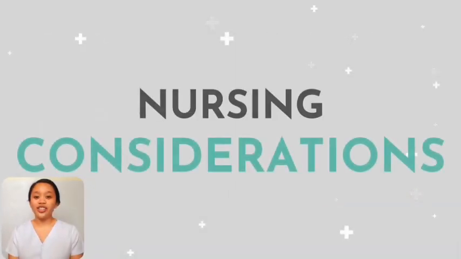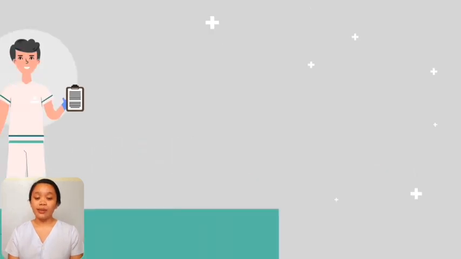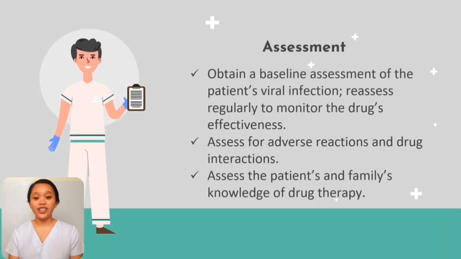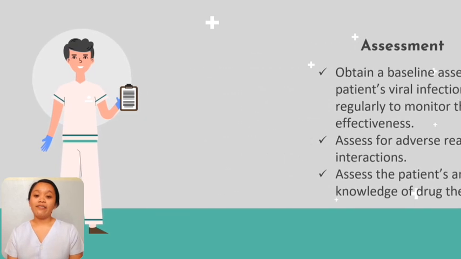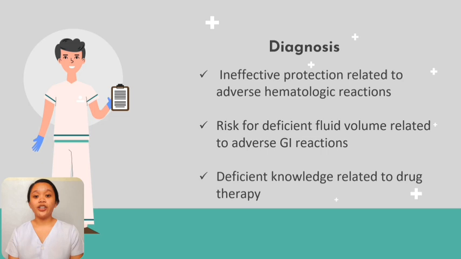Next are the important nursing considerations when administering antiviral agents for herpes and CMV. For the nursing assessment, it is quite similar to the previous nursing consideration of anti-influenza. For diagnosis, ineffective protection related to adverse hematologic reactions, risk for deficient fluid volume related to adverse GI reactions, and deficient knowledge related to drug therapy.